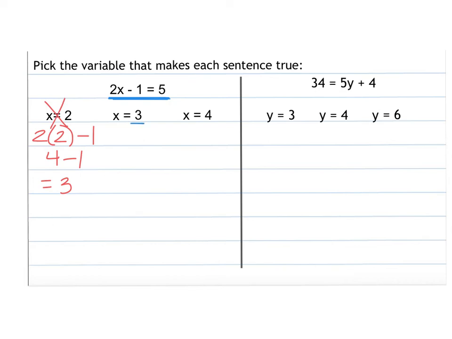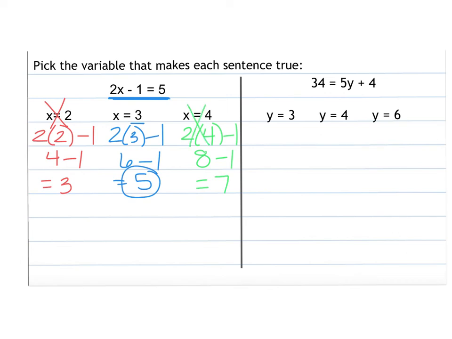If it's 3, we're going to substitute 2 times 3 minus 1. We get 6 minus 1, which equals 5. And that does work. But just to make sure that I didn't make a mistake, I'm going to test the third one just in case. So then we have 2 times 4 minus 1, which is 8 minus 1, and that equals 7. And we know that that doesn't work. So we know that 3 works, which means that x equals 3 for this equation. So my answer is x equals 3.